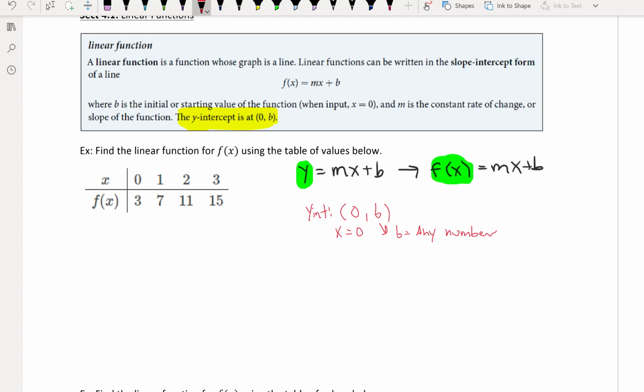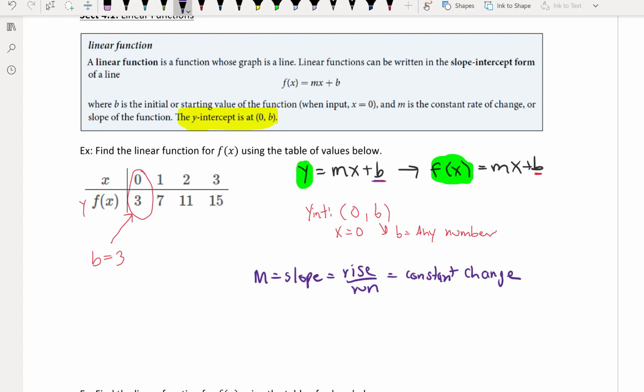So here we have our x values and our y values. So we have that x is equal to 0. So that represents that b is equal to 3. Perfect. Now I have my b value. So the only thing that's left is going to be finding my m. So remember, my m is your slope, which is your rise over your run. And it's also the constant change between values.